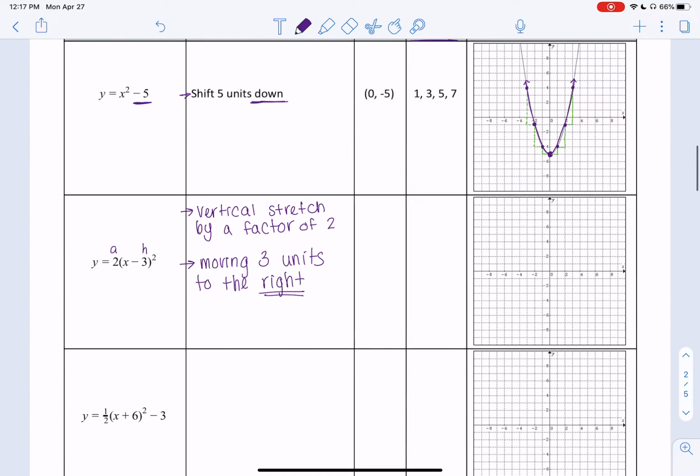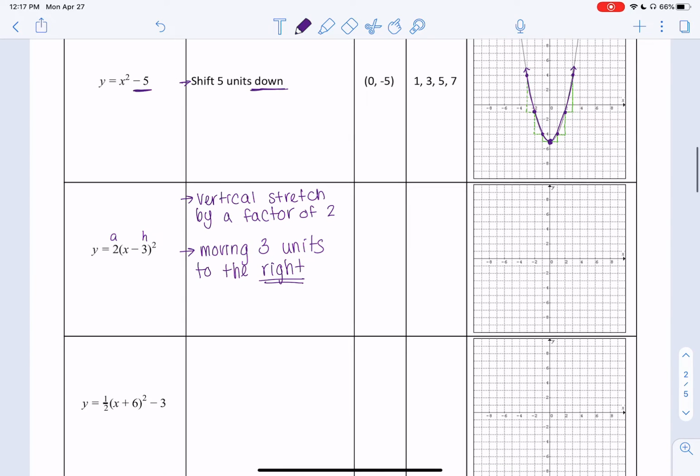Next, we're going to look for our vertex. So we're going to think about where our vertex was. Our vertex was at 0, 0, but we've moved 3 units to the right. So my little vertex is going to move over 1, 2, 3, and my new vertex is going to live right there. So let's plot that point. Now, we can write out our vertex here. We're at 3, 0.